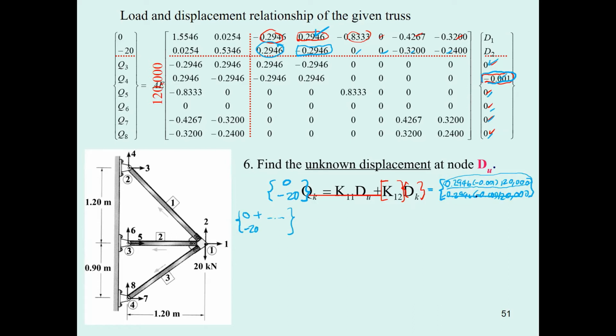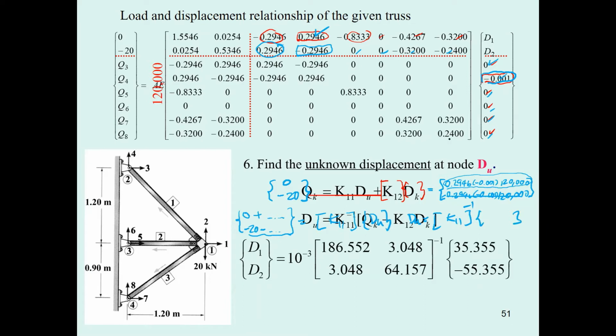This is going to be positive, right? And then you move it into this direction, it's going to be minus this, and this is going to be K11 times D sub U. Okay, so your D sub U is going to be just the inverse of the K11 times what we have over here, and then you may put it into the symbol like this. Okay, and then you may get this one, the top one.